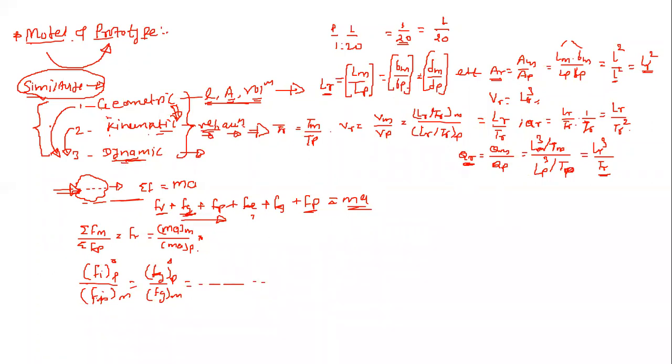And if all three similarities exist, then we can say that this is a similitude: geometric similarity between model and prototype, kinematic similarity between model and prototype, and dynamic similarity between model and prototype. If they exist, then we can say that this is a type of similitude.